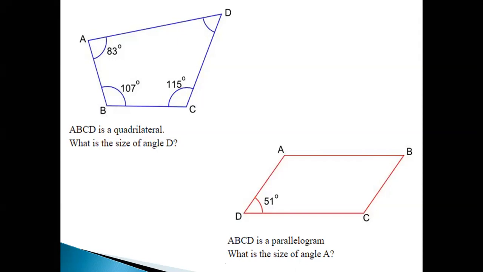Do you agree with 55? Okay. So what you did is you just added all three angles and subtracted from 360, isn't it? Yes, sir. It's 55. Very good. So can you please tell me not only the angle A in the parallelogram, please tell me all three angles. B is 51.